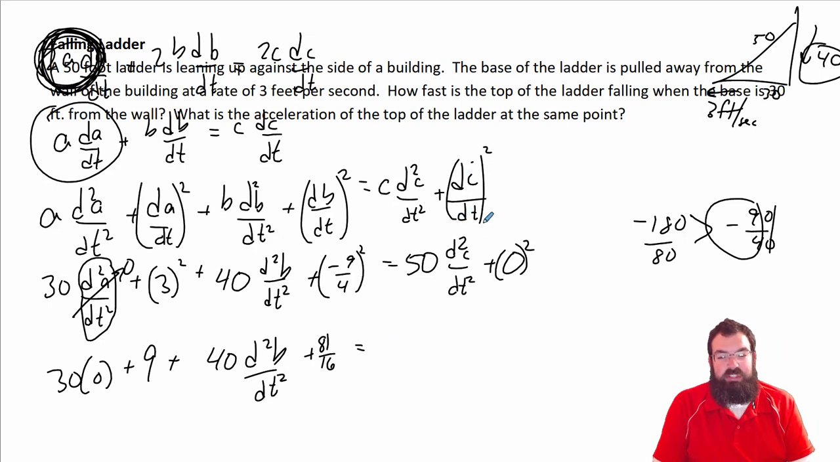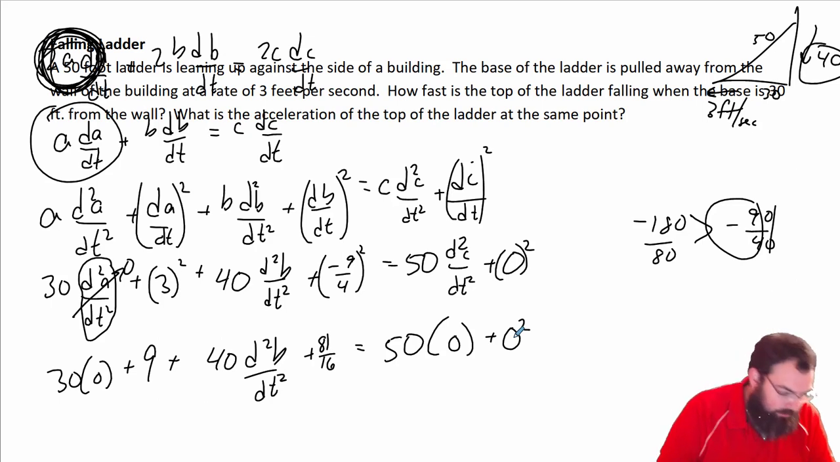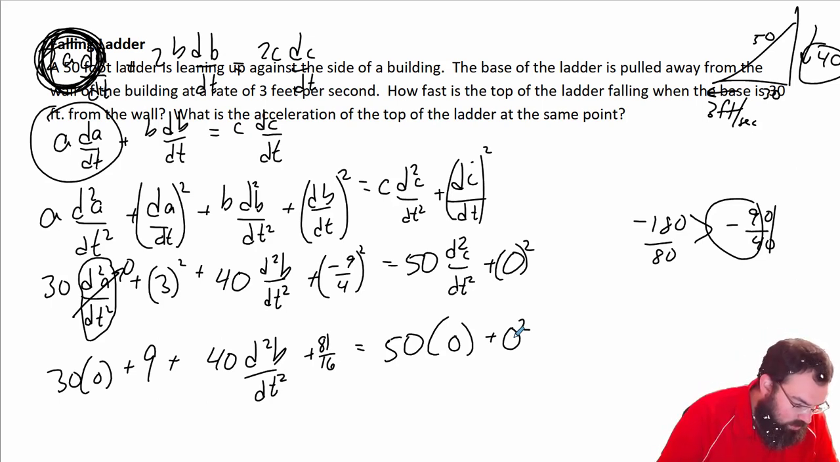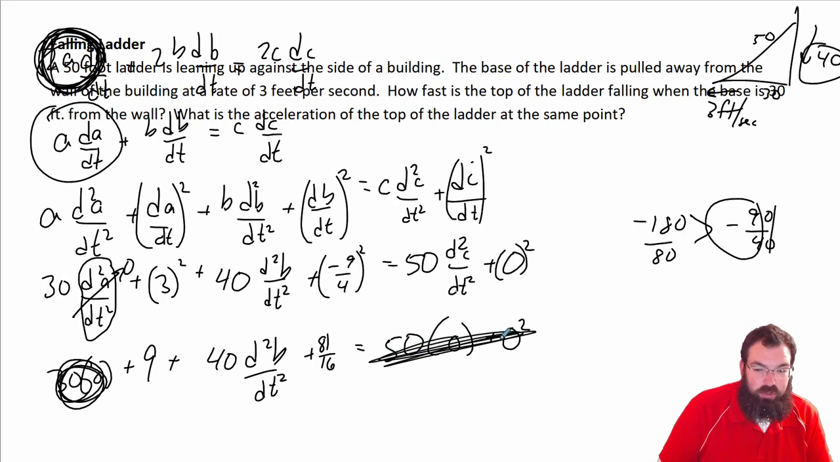Well, if dc over dt was 0, then dc squared over dt squared is going to be 0. So 50 times 0 plus 0 squared. Okay? Great. So now do the math, okay? 30 times 0 obviously is 0. So 9 plus 81 over 16. And this is all 0 over here.